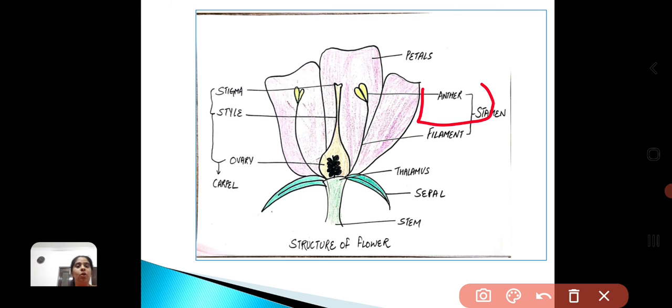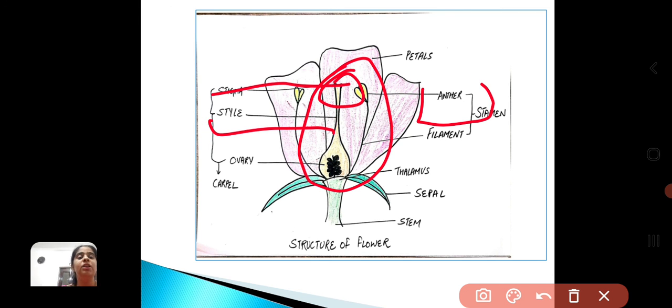Now we will talk about the female reproductive part. This portion is the female reproductive part known as carpel or gynoecium. It consists of three parts. One is the stigma. Stigma is the receiver part. It receives the pollen grains. Style is a tube-like structure where the pollen tube will be formed, and the pollen grains from the stigma are transferred to the ovary.